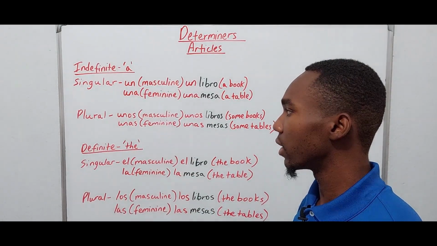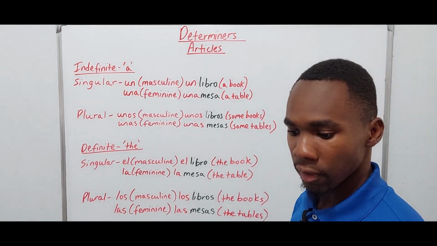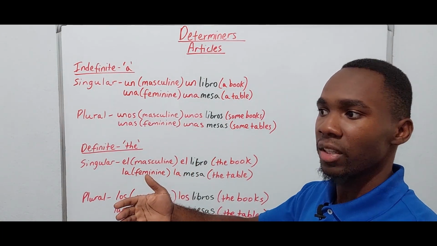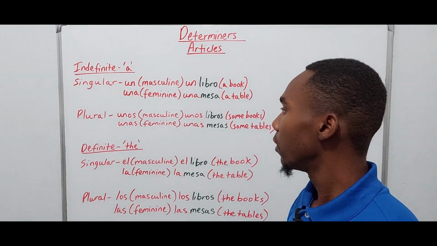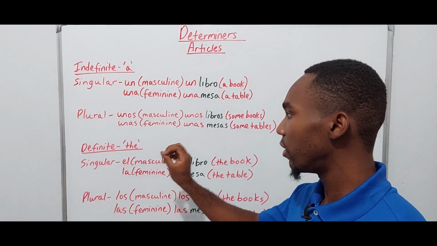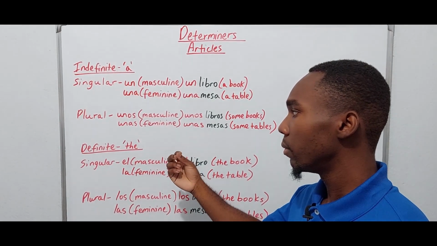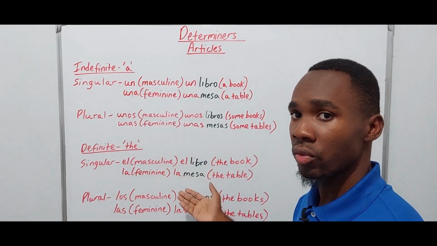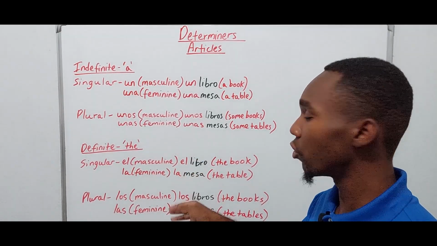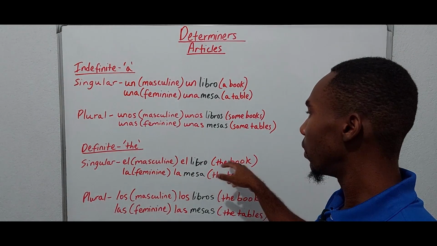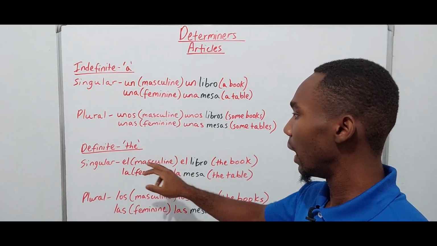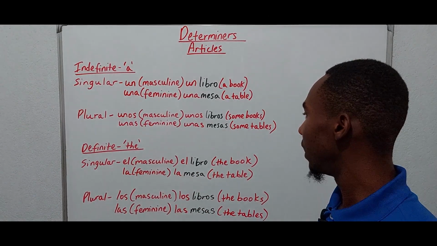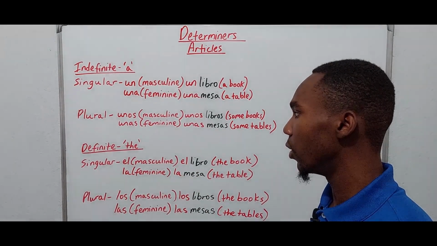Now the definite article, the. That would refer to something specific. So the, in the singular form, we have el and la. El would be for masculine nouns, singular masculine nouns. So el libro, the book. La would be the feminine, la mesa, the table.